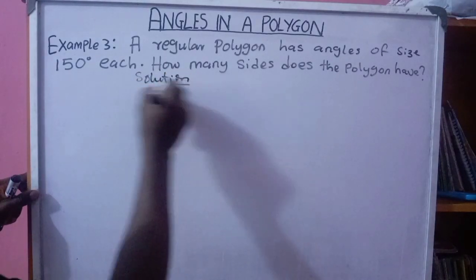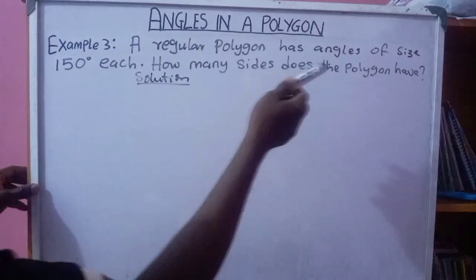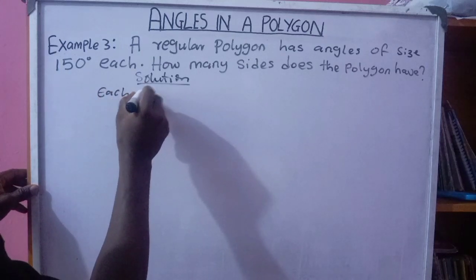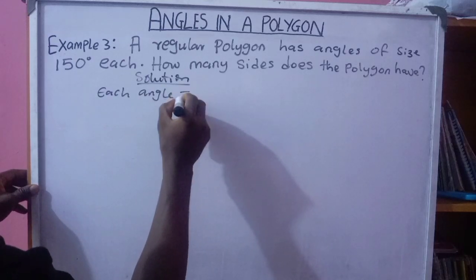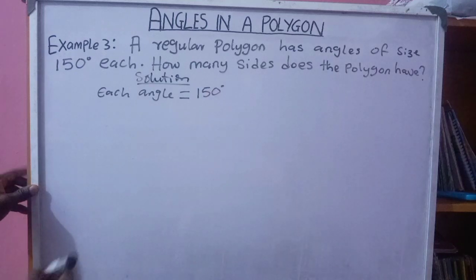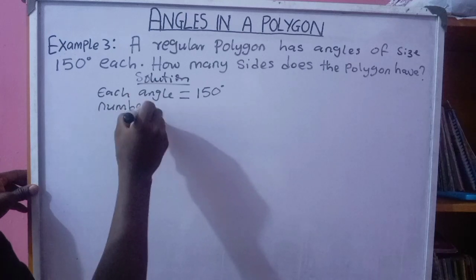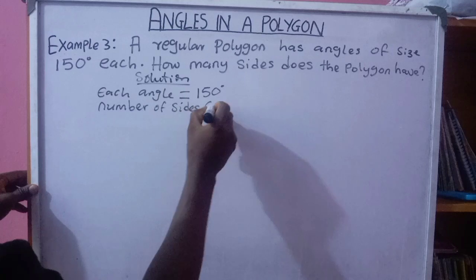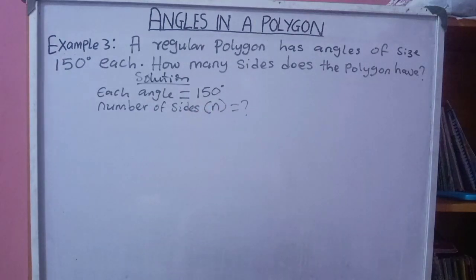Solution. Now let's look at some of the things that are given. What we have given in the question is each angle, that's each interior angle, and it's given to us as 150 degrees. That is exactly what is given. And it asks us to find the number of sides, which we denote with the letter n. So that's exactly what we are looking for.